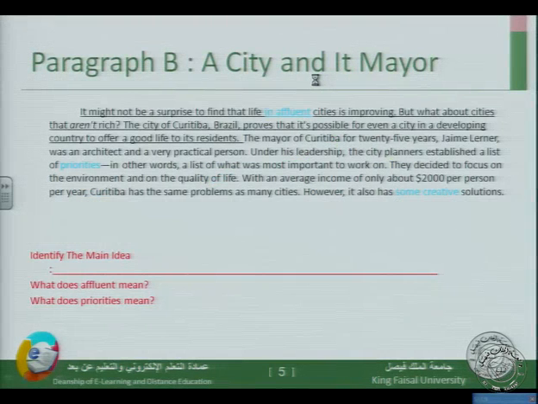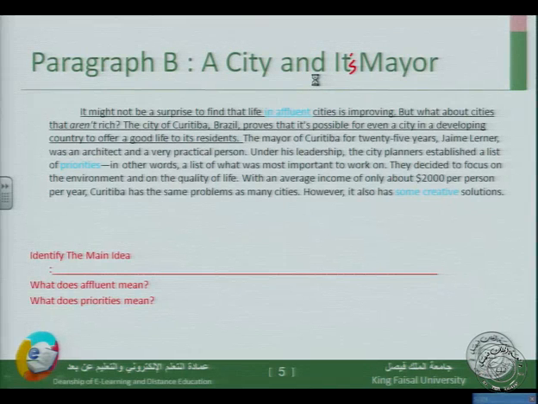Paragraph B. A city and its mayor. It might not be a surprise to find that life in affluent cities is improving. But what about cities that are not rich?